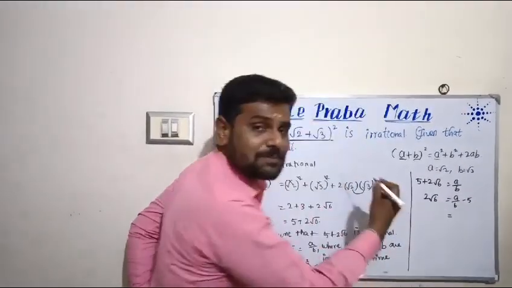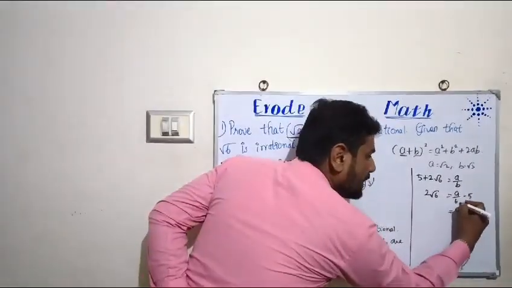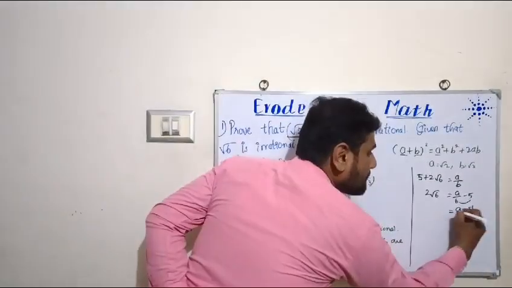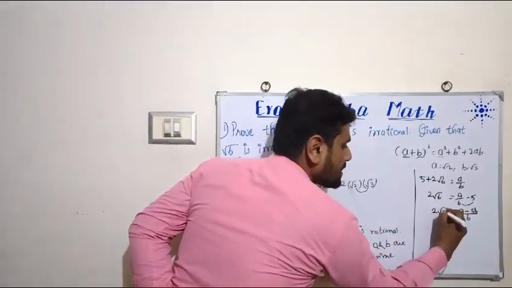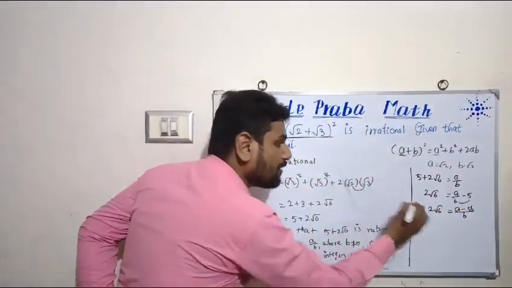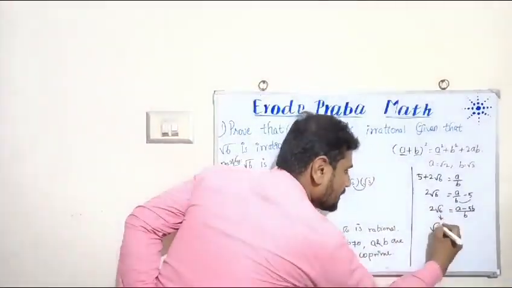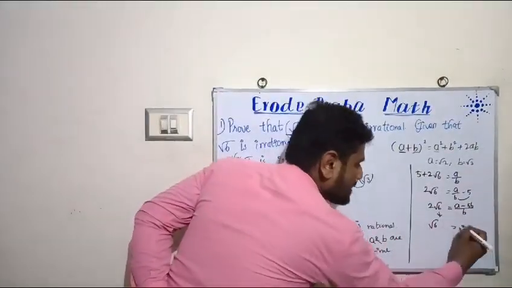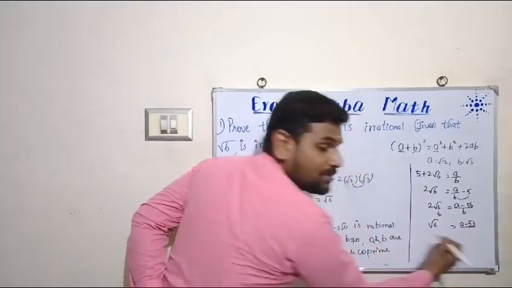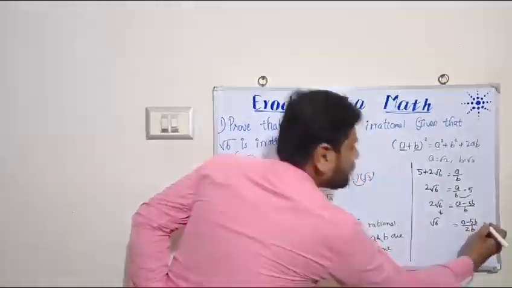Here we have to do cross multiplication. What will come? a minus 5 into b, that is a minus 5b by b, which is equal to 2 root 6. We have to keep root 6 only on the left hand side, so we keep only this on this side. We move the 2 to the right hand side. It becomes division. So root 6 is equal to a minus 5b by 2 into b.